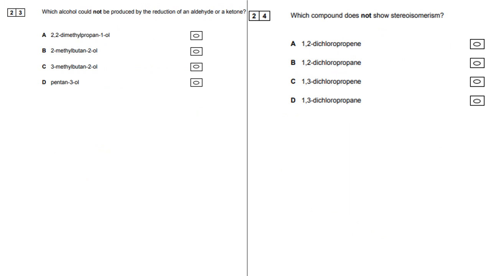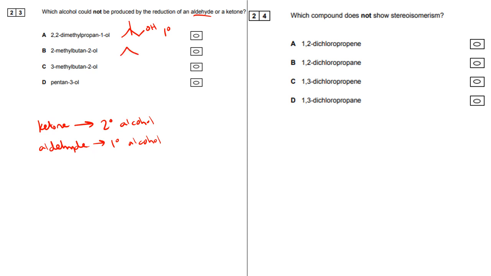Question 23. Which one could not be produced by the reduction of an aldehyde or ketone? So remember, ketones can be reduced to secondary alcohols. Aldehydes can be reduced to primary alcohols. So going through each one of these, if you're not sure, it might be worth drawing them out. 2,2-dimethylpropan-1-ol. So you've got 3 carbons in a row. You've got your methyl groups on carbon 2, and you've got your OH on this carbon here. That's a primary alcohol. So that would be formed by the reduction of an aldehyde.